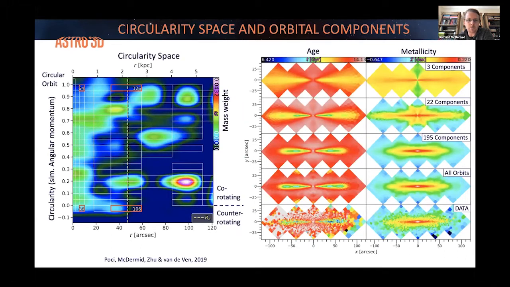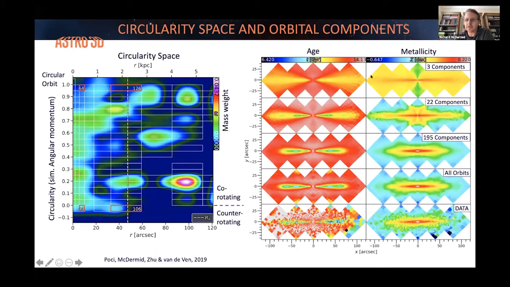So from that dynamical model, what we end up with is a distribution of weights, if you like, for these orbits or their contribution to the galaxy in what we're calling circularity space. And this is totally analogous to the energy angular momentum space that we looked at earlier. And so we can think about how the orbits are distributed in this space, and we can try to grid up this space to make things a bit easier.